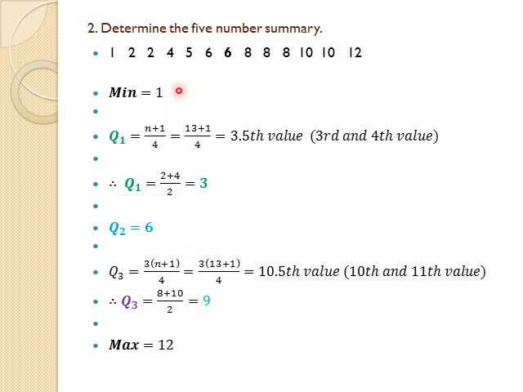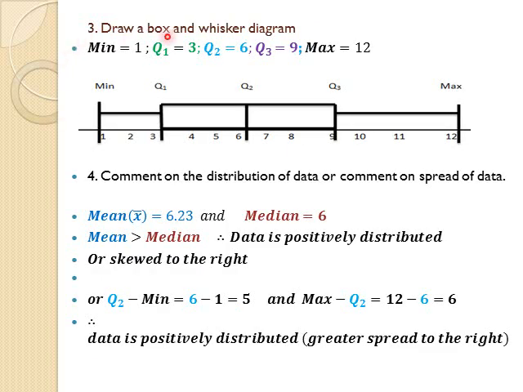So once I have the 5-number summary, they don't need to ask it. They can ask you straight to draw a box and whisker, but we cannot draw the box and whisker without the 5-number summary. Right, so draw box and whisker. My minimum was 1, quartile 1, 3, quartile 2, 6, quartile 3, 9, and max 12. So there at the minimum, draw my whisker at 1, maximum, another whisker at 12.